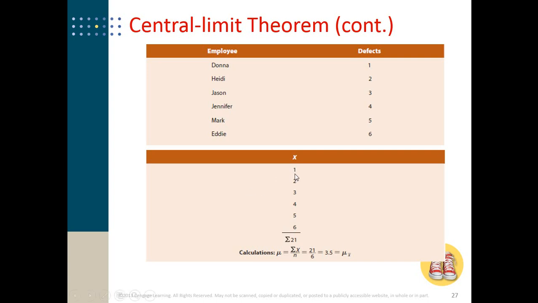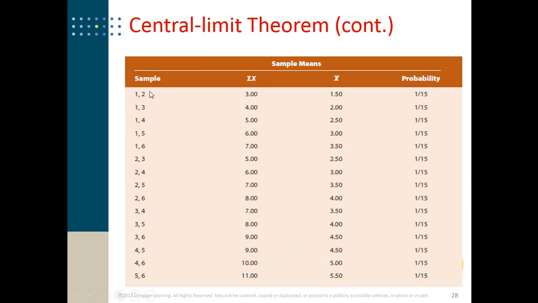draw different alternative samples. For example, 1 and 2, 1 and 3, 1 and 4, 1 and 5, 1 and 6, or 2 and 3, 2 and 4, 2 and 5, 2 and 6. Different samples of 2 observations can be drawn. Now, if you draw all these possible samples, then they will look like this: 1 2, 1 3, 1 4, 1 5, 1 6, 2 3, 2 4. So these are all the possible alternative samples.